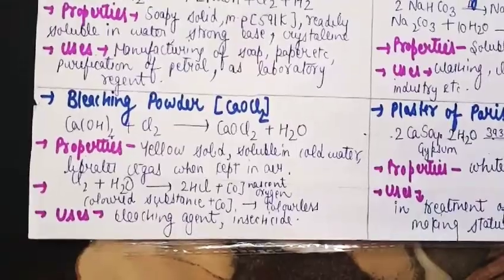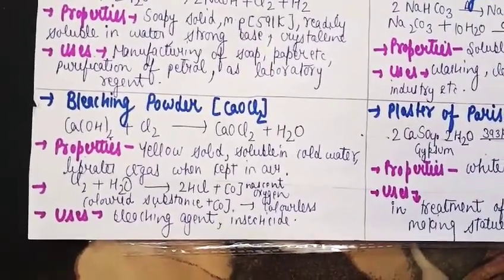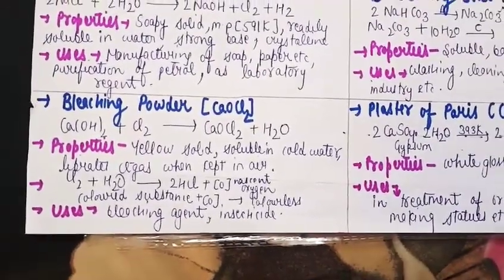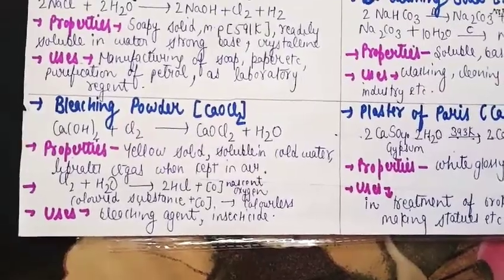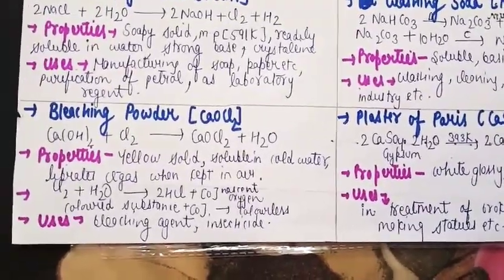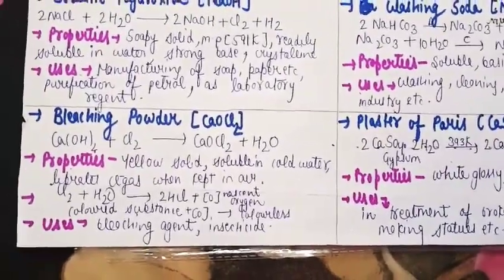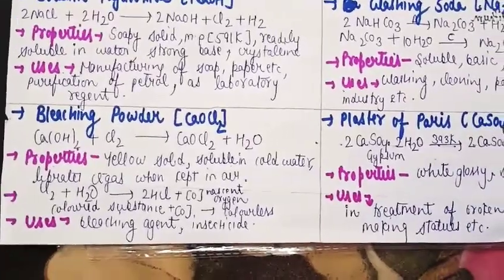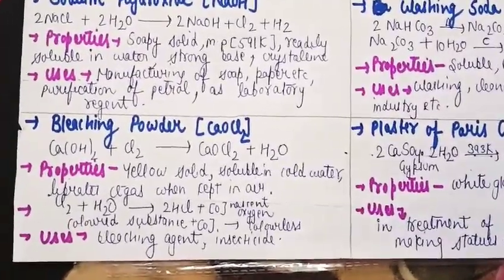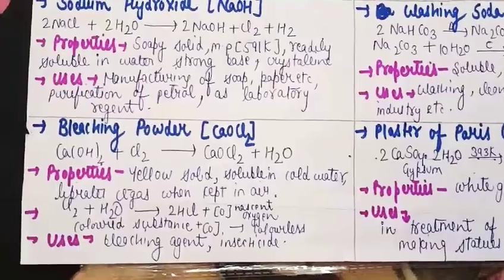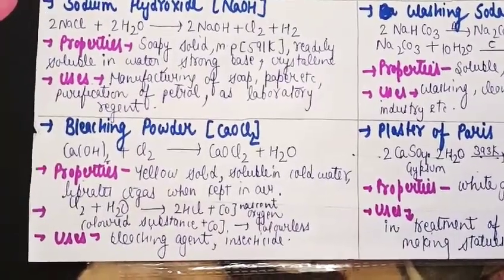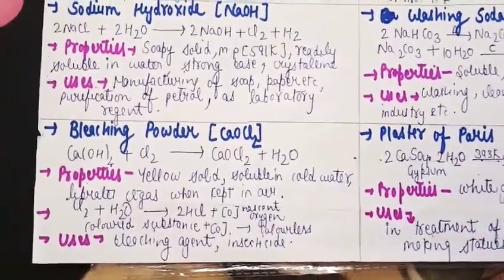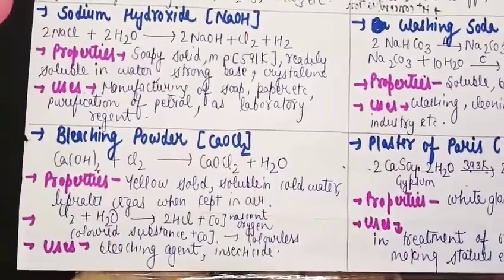Now the third salt we are taking here is bleaching powder. What is bleaching powder? Its chemical name is calcium oxychloride, and it is manufactured by passing chlorine gas on dry slaked lime. So when calcium hydroxide reacts with chlorine gas, we obtain CaOCl2, that is bleaching powder, and water.